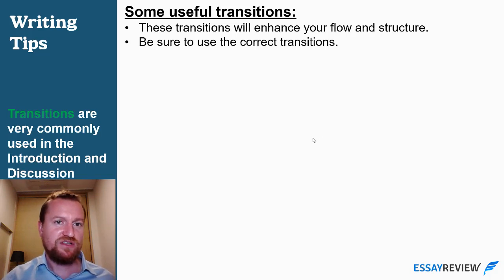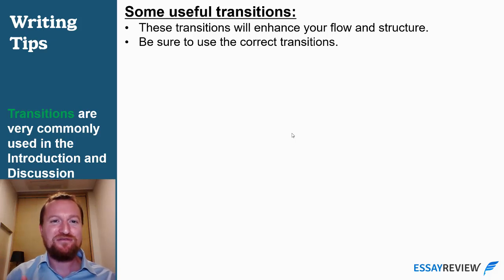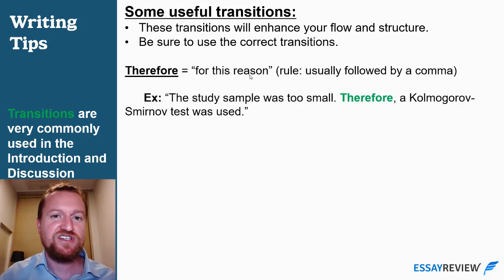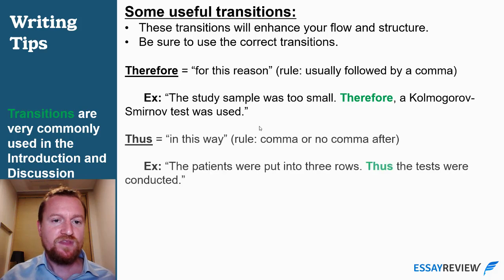Let's discuss quickly some transitions that you can use. We can include these in our writing issues as well, but I just want to talk about a few common transitions that you might know, but you might not know exactly how to apply. First one is "therefore." Therefore means for this reason, and it is usually or almost always followed by a comma. The study sample was too small. Therefore, a Kolmogorov-Smirnov test was used.